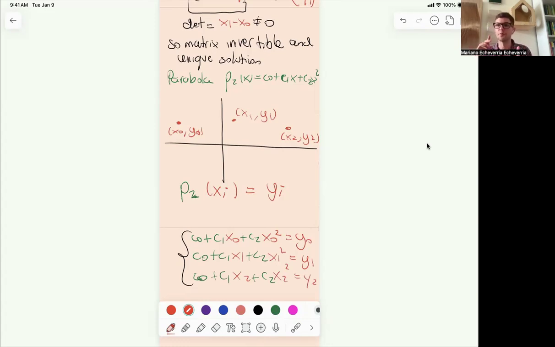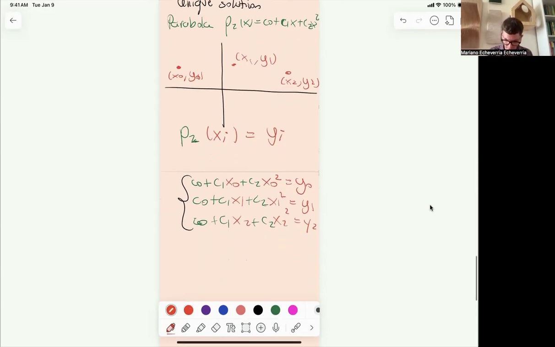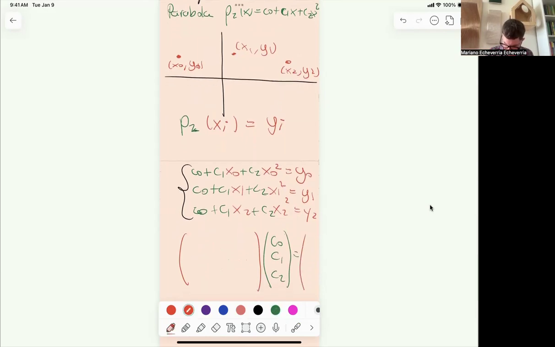If you were given 4 data points, what we would try to find is a cubic, right? A degree three polynomial, correct? And here you see three equations, three unknowns. Again, you could rewrite them in matrix format because it shows the features better. So this is C0, C1, C2, and then this is Y0, Y1, Y2.